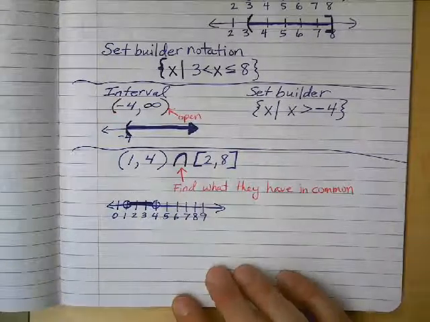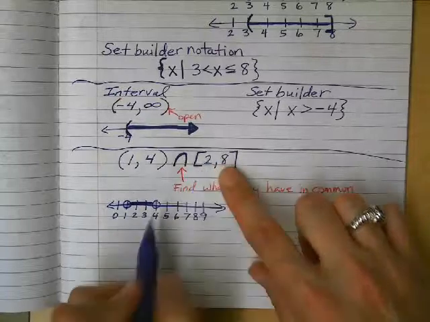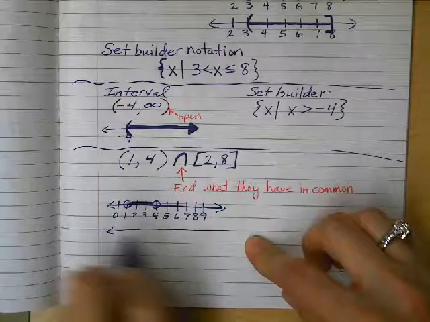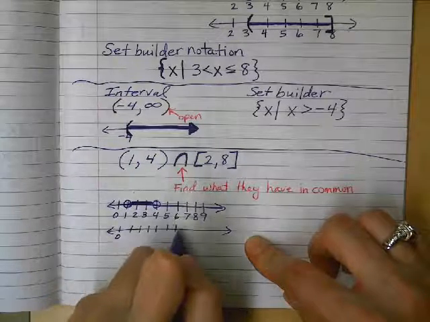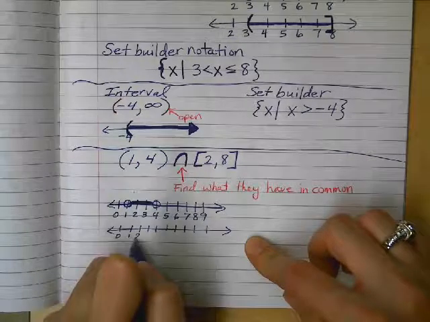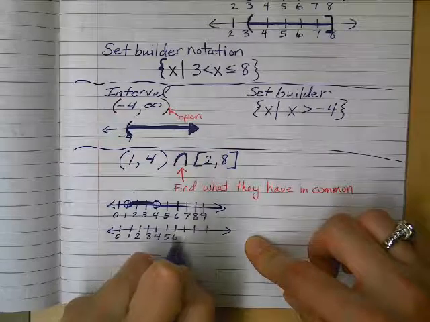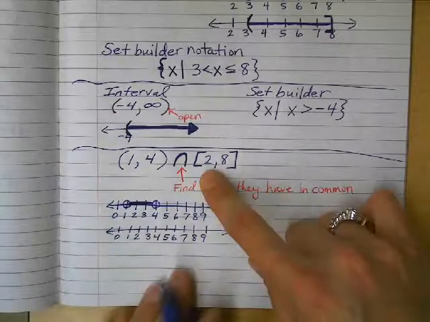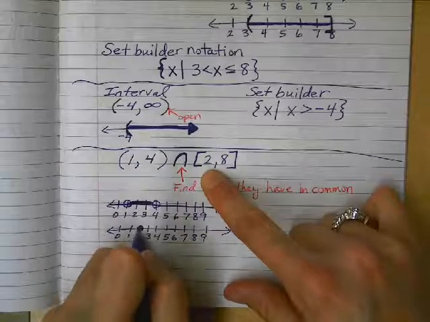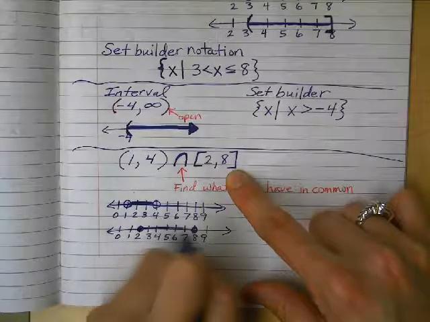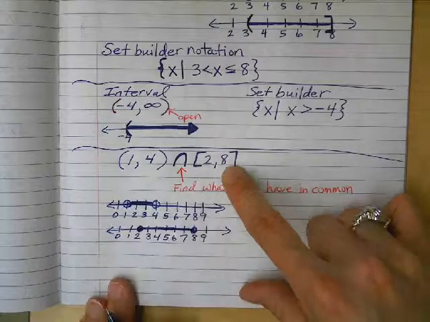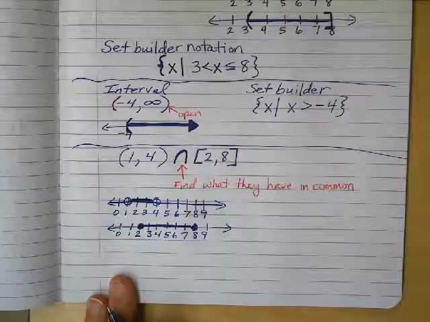And then for the second answer over here, I'll do another number line: 0, 1, 2, 3, 4, 5, 6, 7, 8, etc. The second set means to go from 2 up to 8. And those are colored in dots. Those are included. They're the squared off brackets.